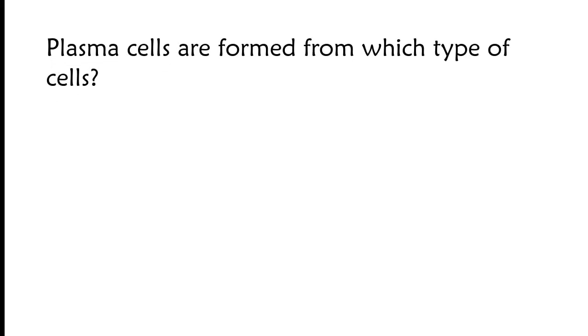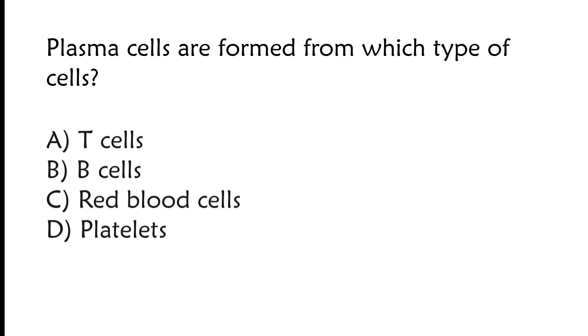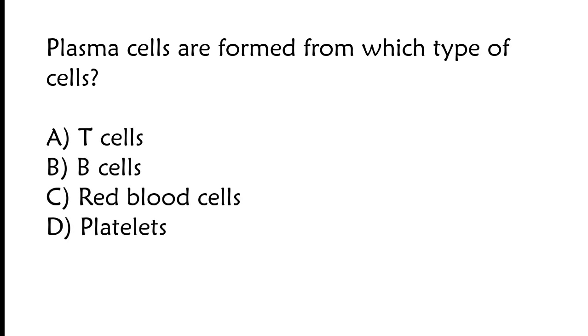Plasma cells are formed from which type of cells? T cells, B cells, red blood cells, platelets. The correct answer is option B. Plasma cells are formed from B cells.